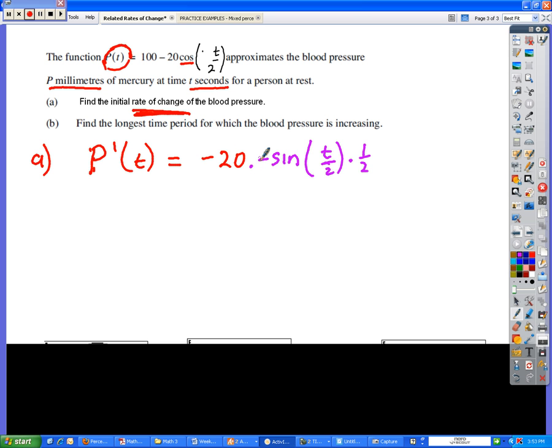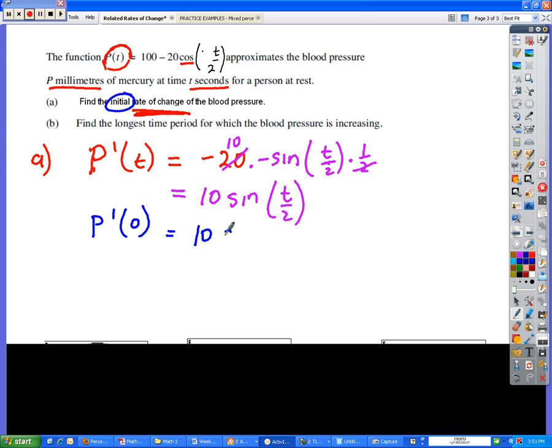Okay, so let's neaten this up. We've got some negatives here. I think we end up with, cancel that out there, we got 10 sine t over 2. So here's our rate of change. So what do we actually want to find now? We want to find P dash 0. So we want the initial rate of change.